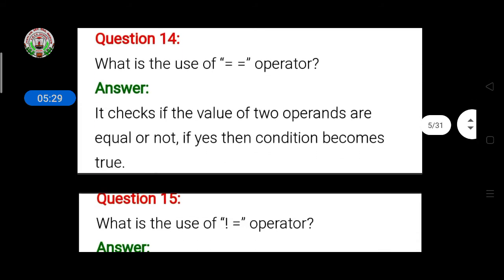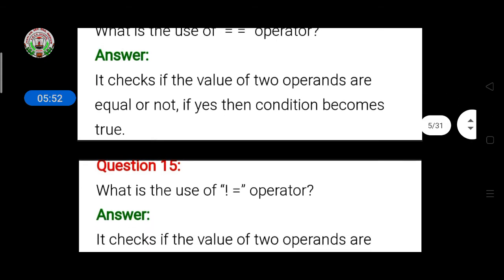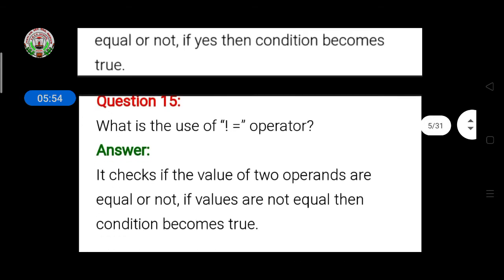Then what is the use of double equal operators? It checks if the value of two operands are equal or not. If yes, then the condition becomes true. So if you want to check whether both values are equal or not, you have to use the double equal operator here. It is used to check whether two values are equal or not.